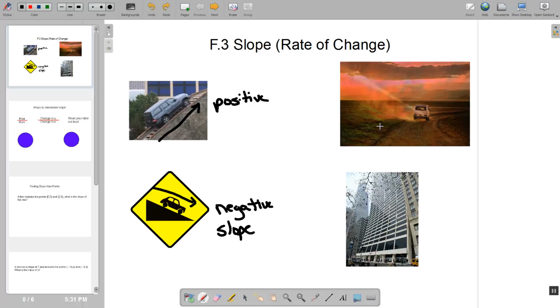Now, if the car is traveling flat, there's no vertical change at all, we say that has a zero slope, or a slope of 0. And my personal favorite, if we have a slope that's so steep, it's straight up and down, you can't travel left or right at all, that slope is called undefined.